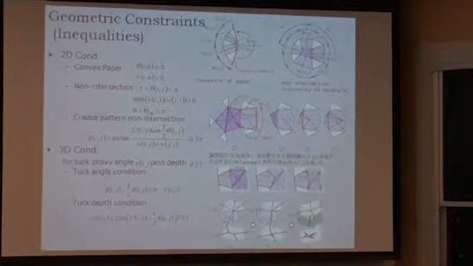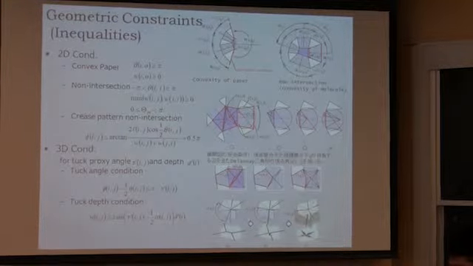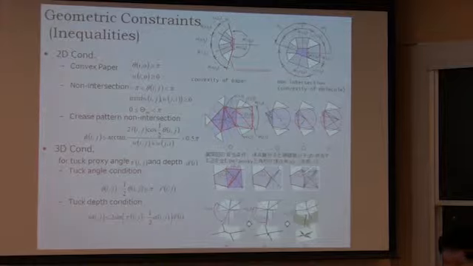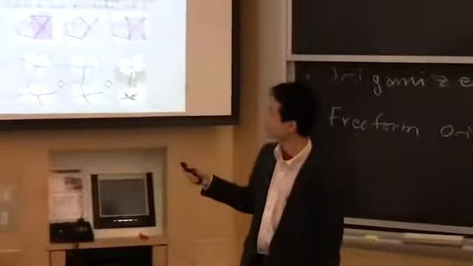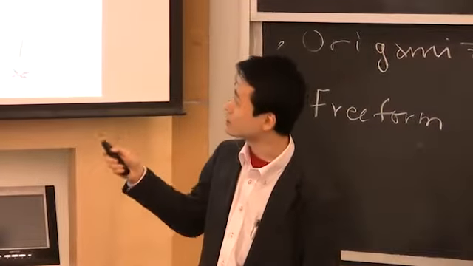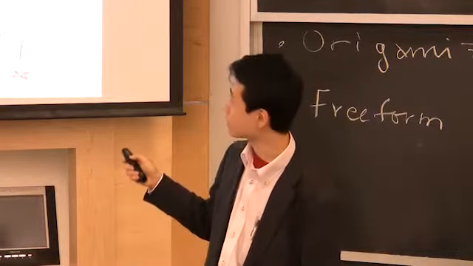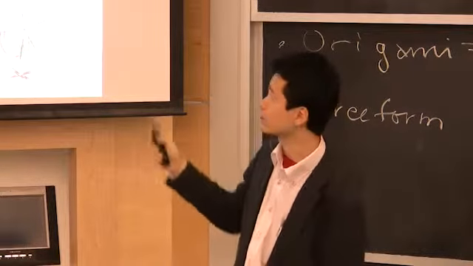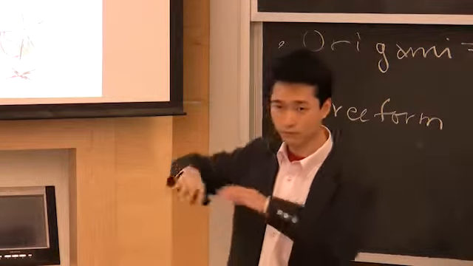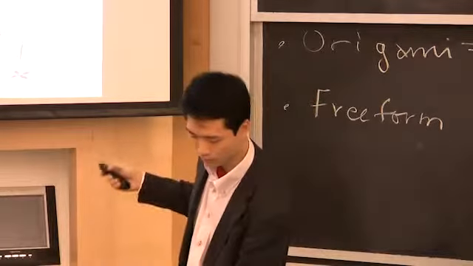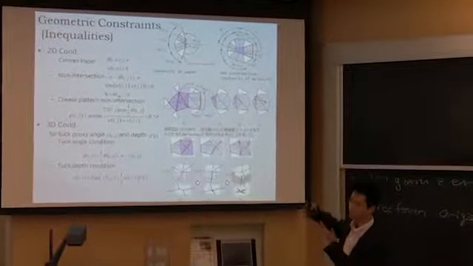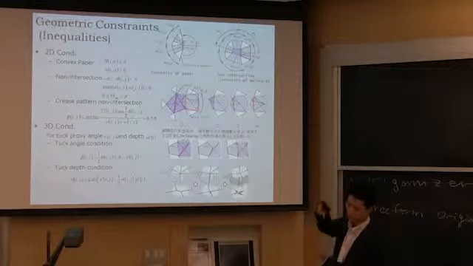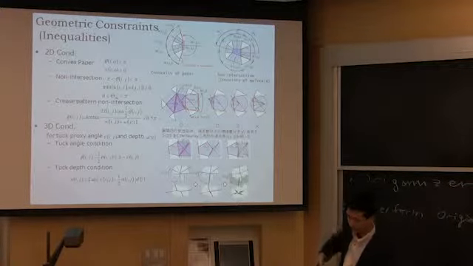These are inequality conditions, which are, sorry about this Japanese, but I don't go into details. There are several inequality conditions for making the crease pattern and for making it fit into the 3D configuration of the polyhedron and the tuck proxy, which is the assumed place of the tuck that's hidden.